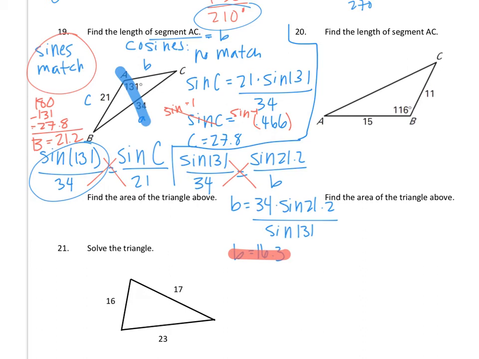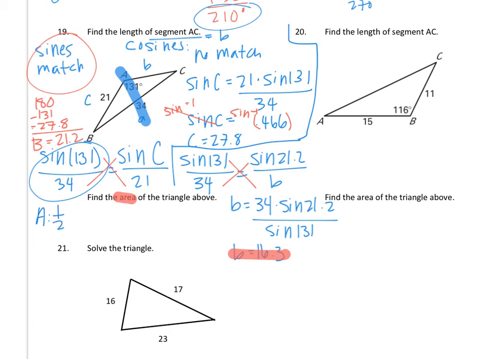Now the next part of the question, find the area of the triangle above. So I've got all the angles, I've got all the sides. So we can pick whatever formula we want. I think the one that uses two sides and an angle is a little bit easier. Partly it's only one step. The one that uses all three sides, you have to find that S thing first.